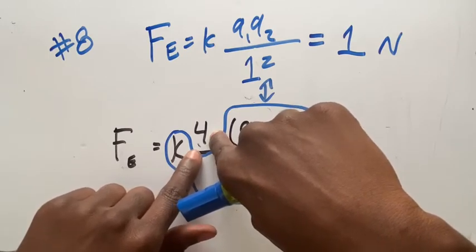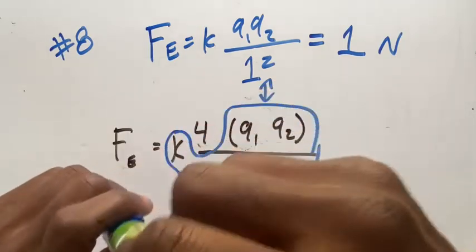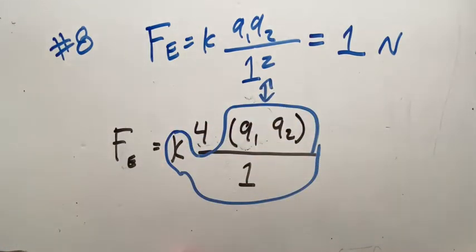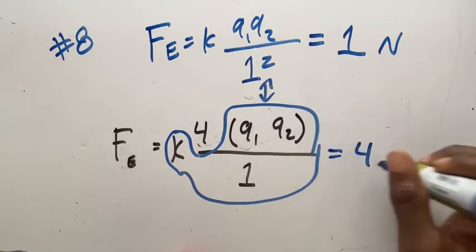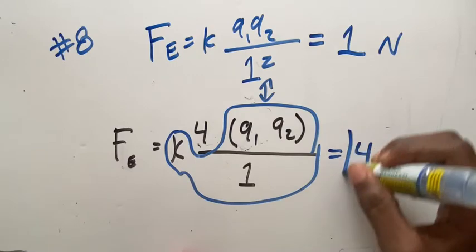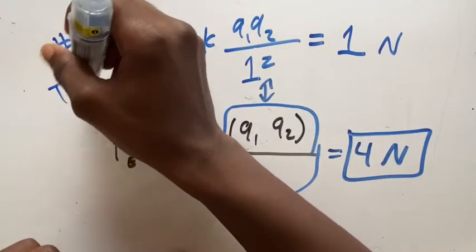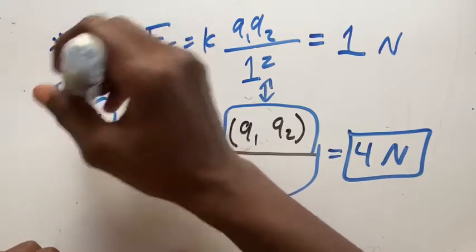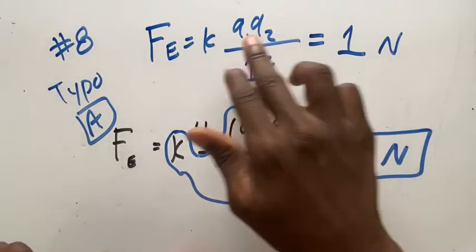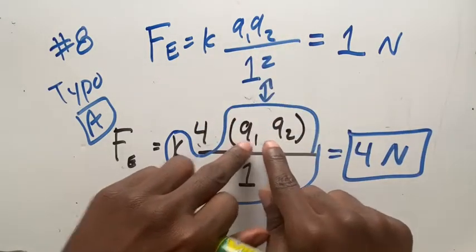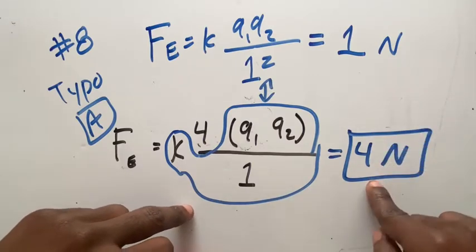And so I think number 8 has a typo. I think A is supposed to be 4. So the new force is 4 newtons. So number 8 has a typo. Let me write that here, a typo. The answer is A, but it's 4 newtons, not 14. Because if you double both the charges, we'll just have 2 times 2, then you get a 4, making the new force 4 times as big.